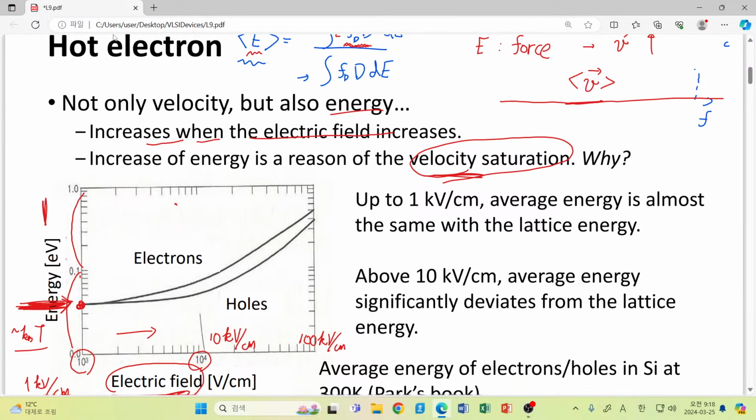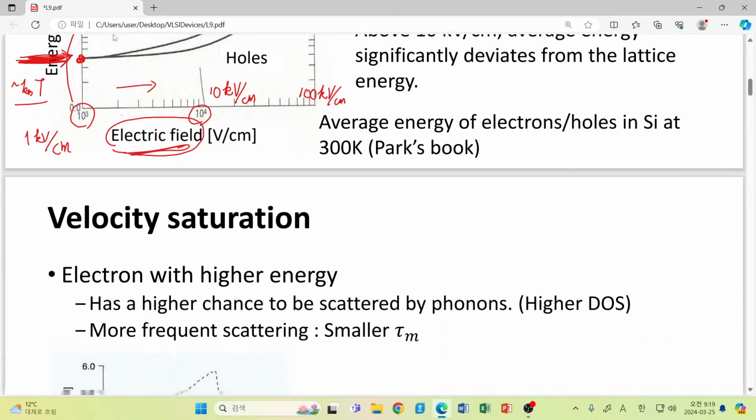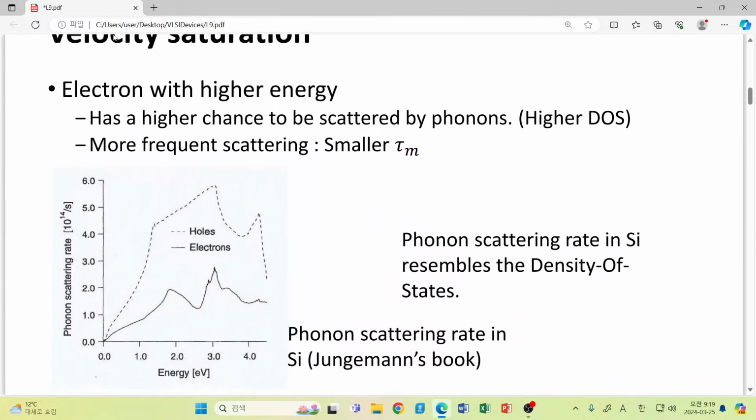So although the order of presentation is a little bit inverted, what I wanted to say is this increase of energy is closely related to the phenomenon called velocity saturation. If you apply high electric field, what you expect is, since our acceleration becomes stronger, so maybe our electron velocity will be increased. That is our usual assumption. However, please have a look at this one.